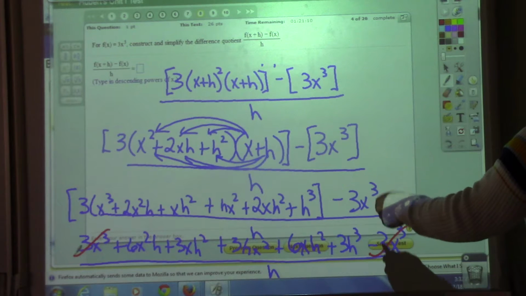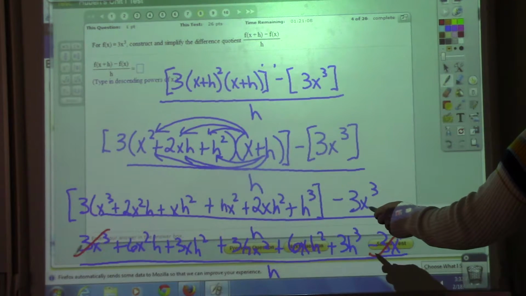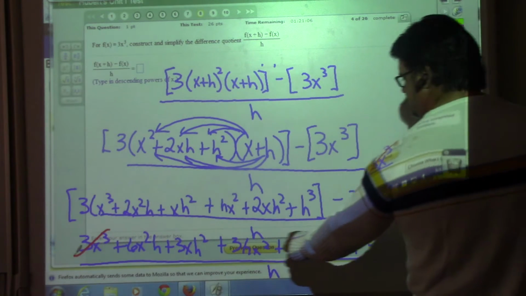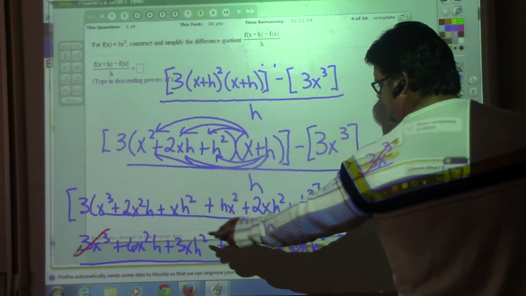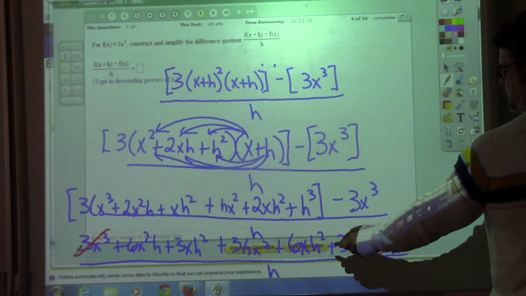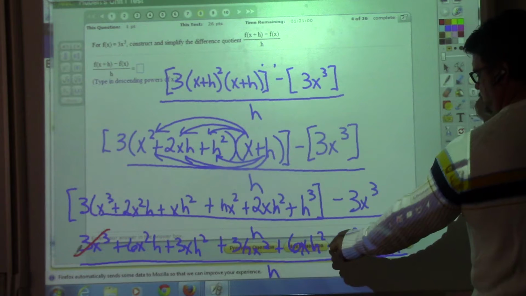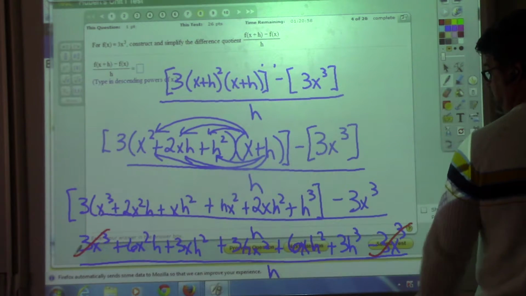Now, you can combine some, yes. But I'm looking to see. There's two that can combine, and I think... Wait, why is that one 3hx squared? I don't know. You check and make sure.